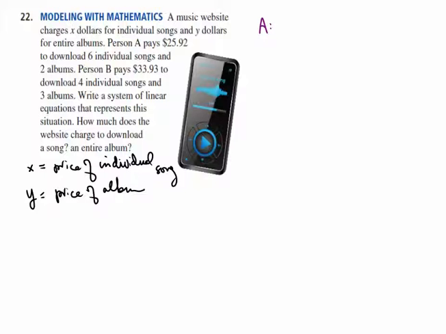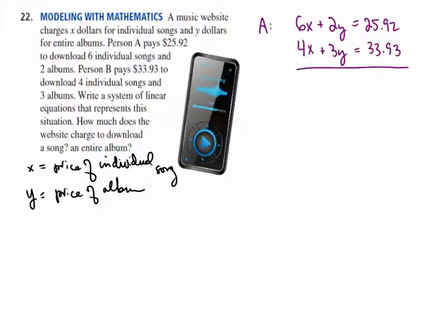So the first person buys 6 songs, 6 times X, and 2 albums, 2 times Y, and he pays $25.92. The second person buys 4 songs and 3 albums and pays $33.93.